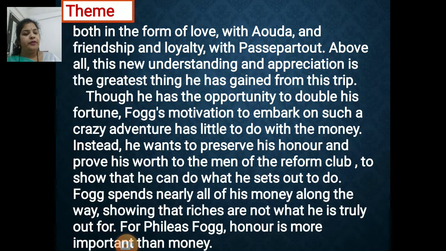Now, both in the form of love with Auda and friendship and loyalty with Passport Out. Above all, this new understanding and appreciation is the greatest thing he has gained from this trip. Though he has the opportunity to double his fortune, Fogg's motivation to embark on such a crazy adventure has little to do with the money. Instead, he wants to preserve his honor and prove his worth to the men of the Reform Club, to show that he can do what he sets out to do. Fogg spends nearly all of his money along the way, showing that riches are not what he is truly out for. For Phileas Fogg, honor is more important than money.